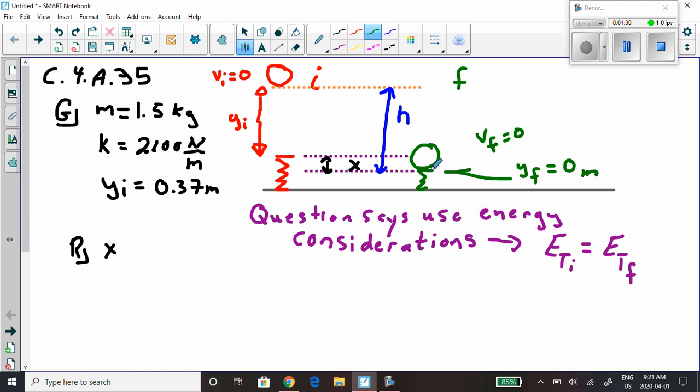When it comes to a stop, I'm going to say that right here is y final, which is 0 meters. I'm going to consider this level right here to be my height of 0. Okay, right there is 0 height. So all gravitational potential energies will be referenced to this 0 height.